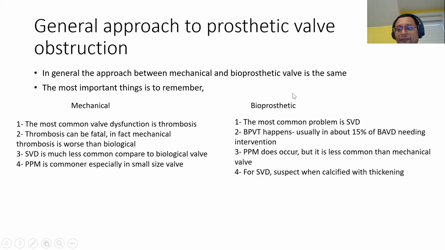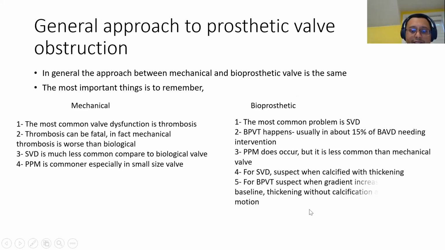In bioprosthetic, if you look at the valve, there is increase in gradient, and you see calcified leaflet with thickening and reduced mobility, suspect structural valve degeneration. For bioprosthetic valve thrombosis, suspect it when the gradient increases more than 50% from the baseline, you have thickening without calcification and also restricted motion of the leaflet.